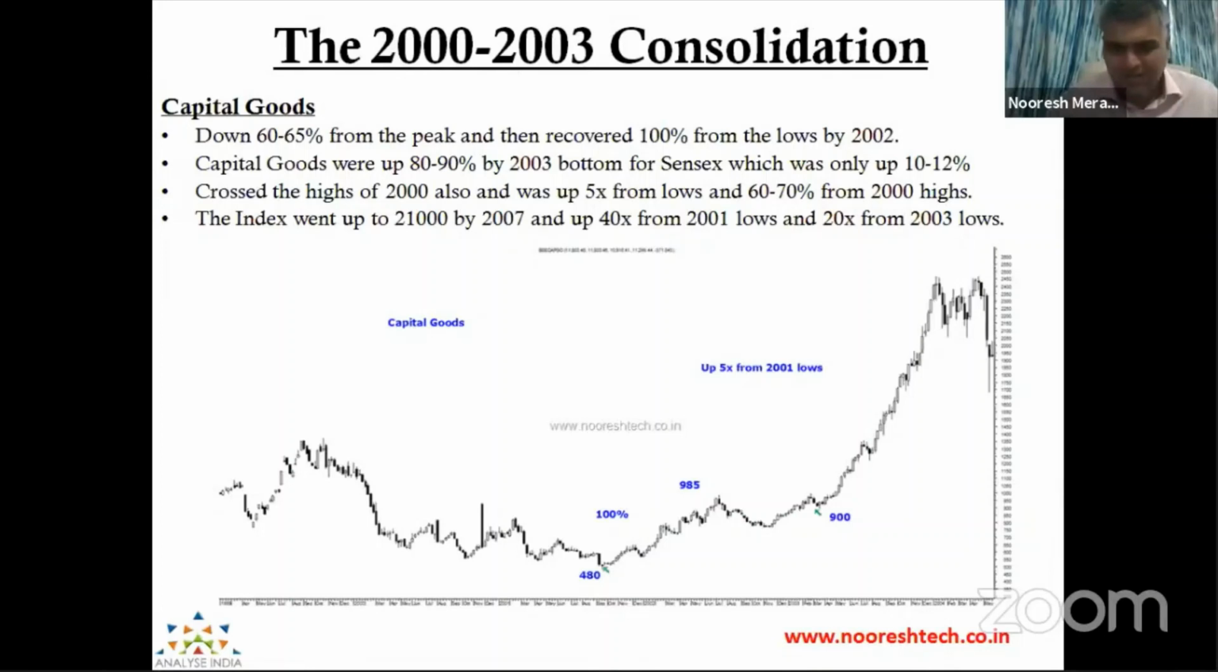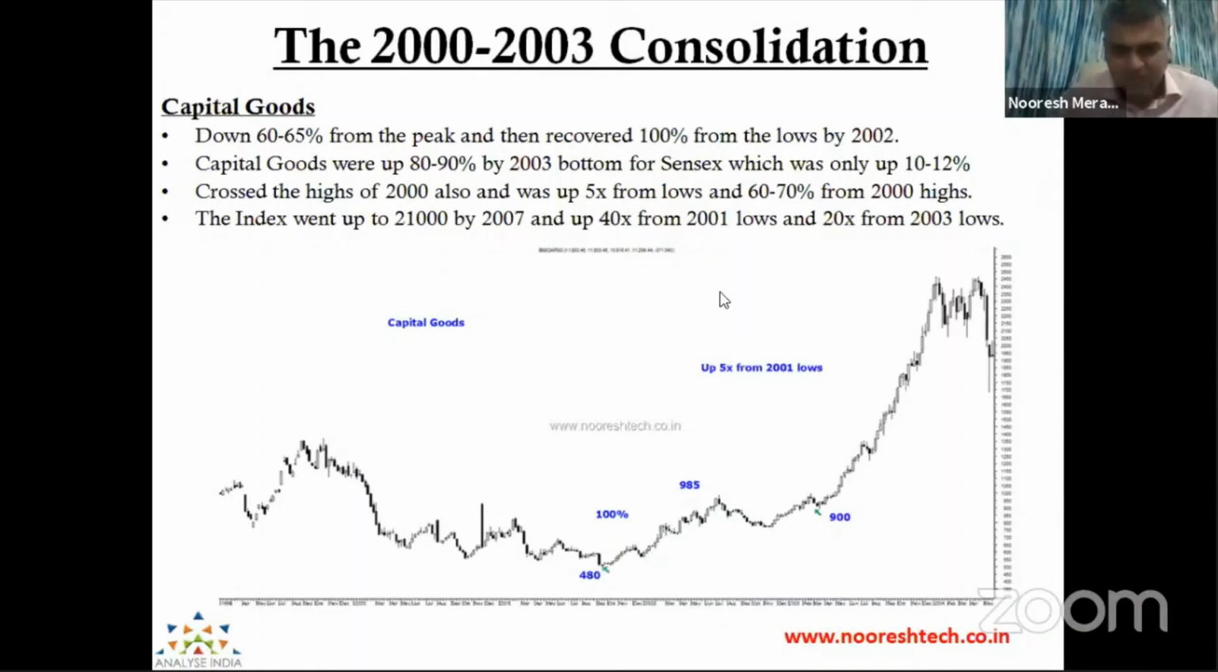Which is unimaginable, and this is the type of trends which happened after the bottoms. So who would have thought in 2001 a lot of capital goods companies which were quoting at single digit multiples will end up becoming 40 to 100x.